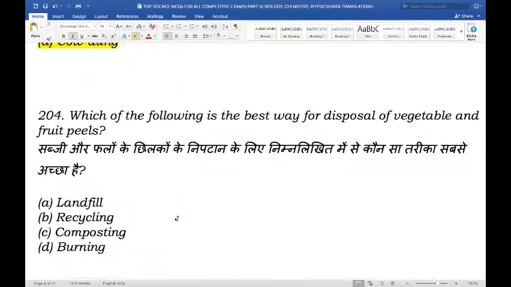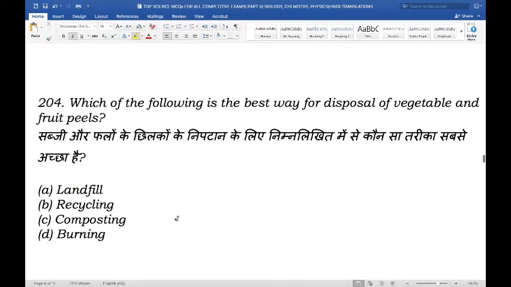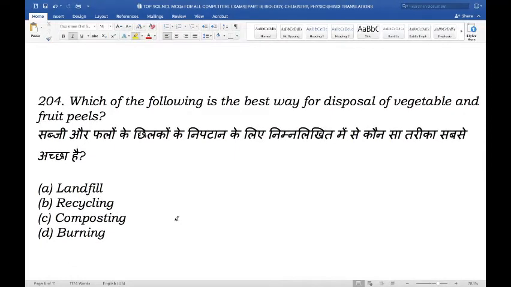Next question. Which of the following is the best way for disposal of vegetable and fruit peels? Is it A, landfill, B, recycling, C, composting, or D, burning? So which method should we use for disposal of vegetable and fruit peels? And the right answer here is C, composting.